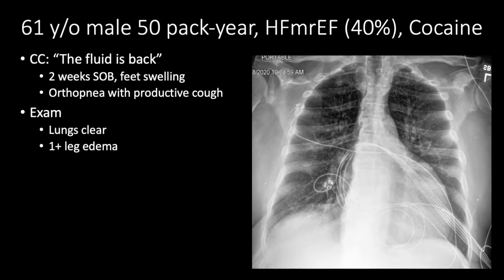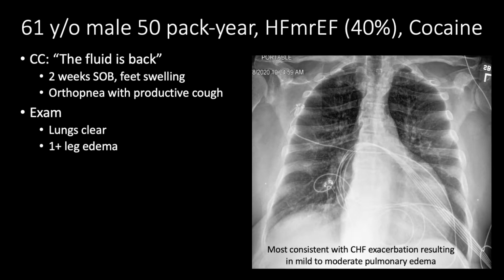Case number 1 is a 61-year-old male who's an active 50-pack-year smoker. He has heart failure with mid-range ejection fraction of 40% and is an active cocaine smoker as well. His chief complaint to the nurse in the triage area is "the fluid is back," and he's been admitted several times for CHF exacerbations in the past. He reports 2 weeks of shortness of breath and leg swelling, as well as orthopnea with a productive cough. His exam is notable in that his lungs are clear to auscultation, and there's only 1+ leg edema.